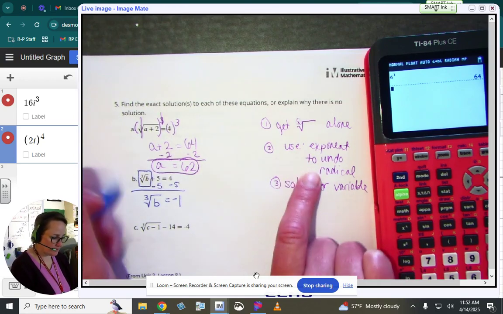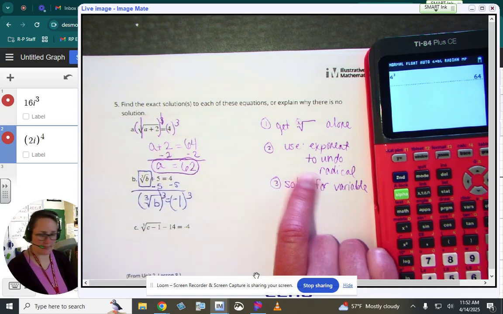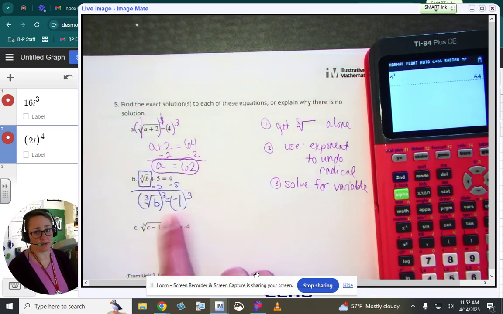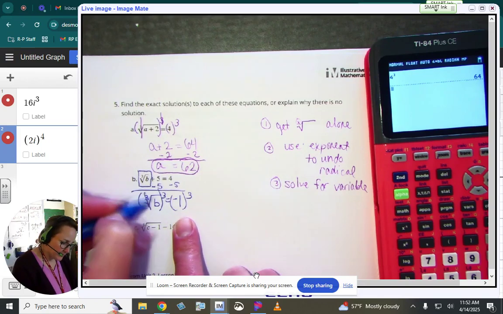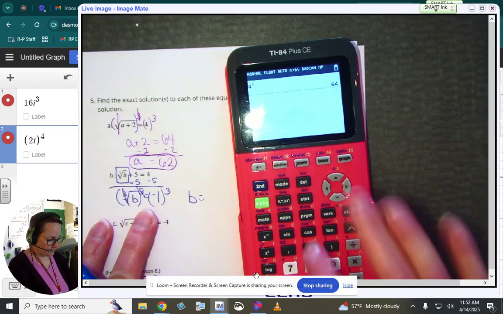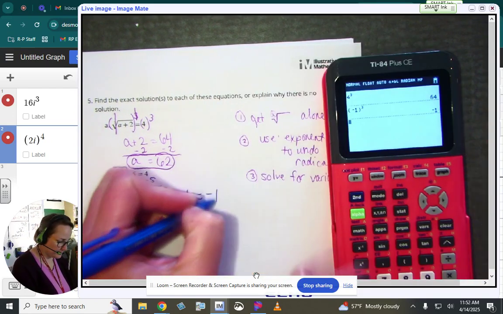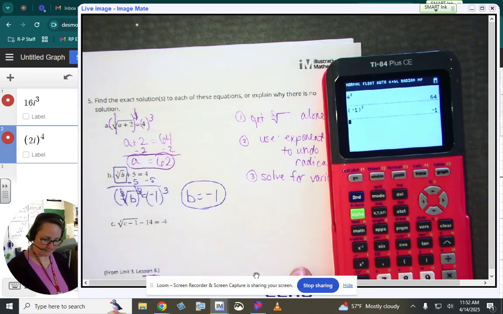I'm going to use the exponent to undo the radical. Okay, now there's a reason why I keep on putting those in parentheses. Do it too. B equals negative 1 in parentheses raised up to the third power. Negative 1 is our answer.